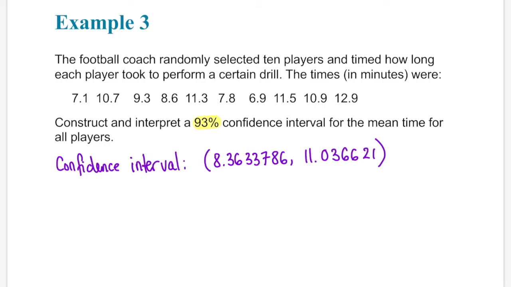My confidence interval is 8.36337 to 11.036621. How many decimal places should I round? Again, if there is an instruction on how to round, please follow the instruction. In this problem, there was no instruction. I'm given the original data, and these values have one decimal place. I am going to round these limits to 2 decimal places.